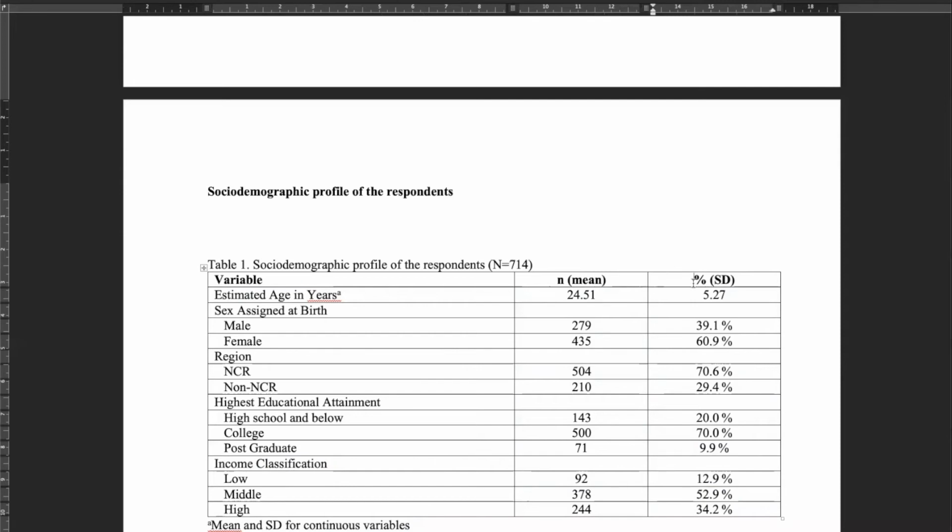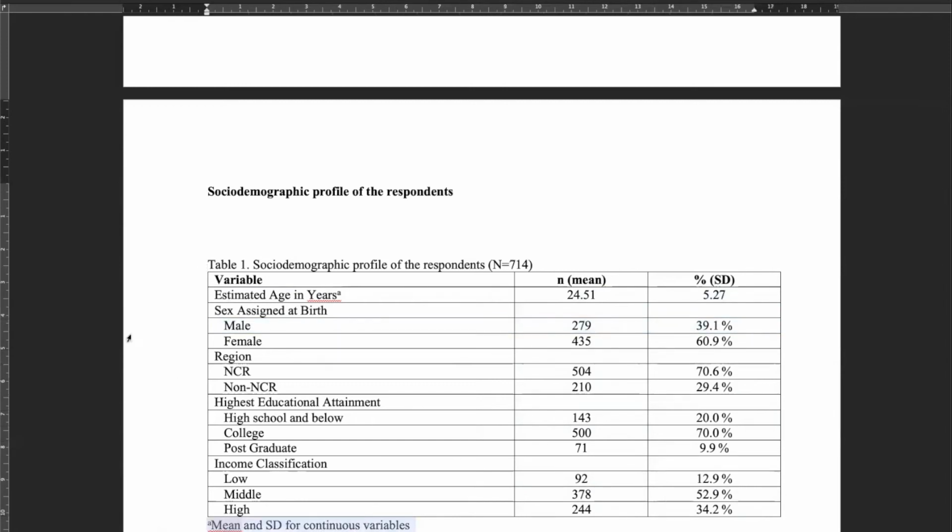Same thing here, no? The equivalent, or a sort of analogy, of percentage in categorical with a continuous is the SD. So this is the SD of age. So far, in the variables that we have, only age is continuous and the rest are dichotomous or categorical: sex assigned at birth, region, highest educational attainment, and income classification. So we just have here the signifier.